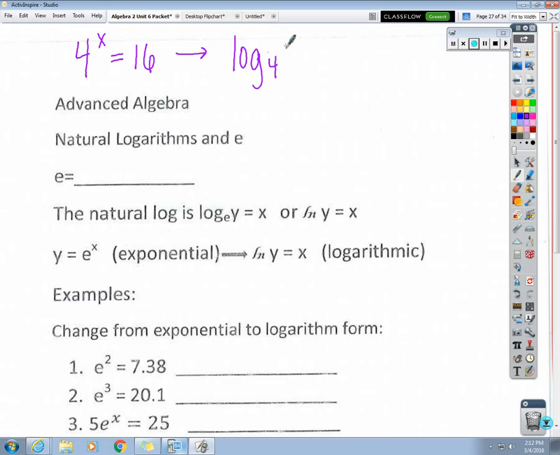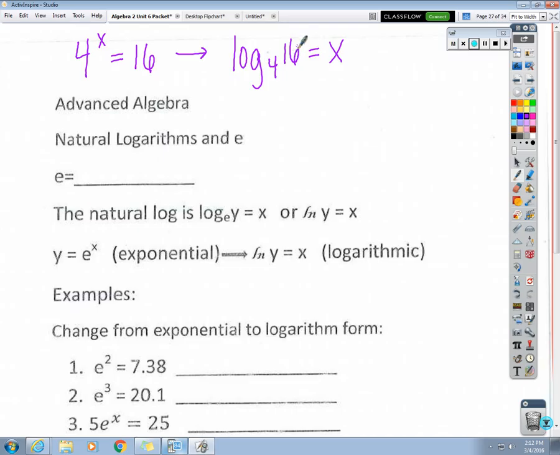Base 4 of 16. Okay, why do we have a need to rewrite it from exponential to logarithmic? What is the need? So we can solve it, because when you're solving, don't you need x by itself? Well, didn't that just accomplish that? X is now by itself.